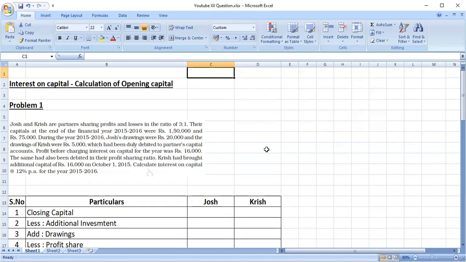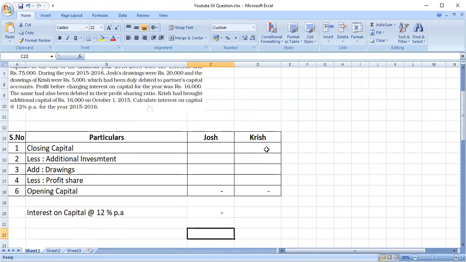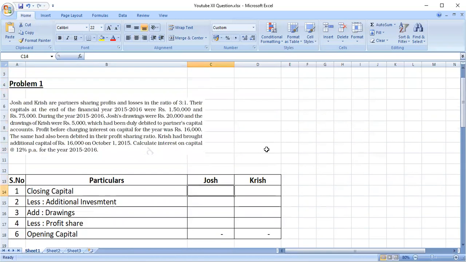So in order to go in reverse, that is from closing capital to opening capital, you need to just do the reverse. From closing capital, you deduct additional investment, add the drawings made during the year, and reduce the profit share that the partners received from the profits earned during the year, and you'll get opening capital. So solving this question is pretty easy once you understand these things. Let's go ahead and solve problem number one.